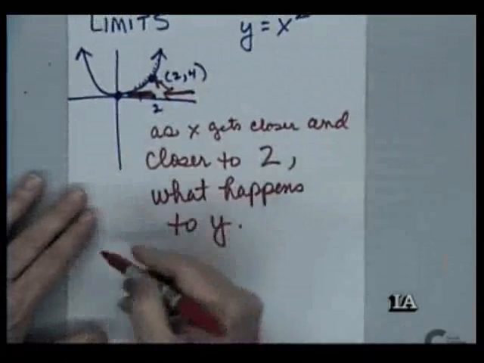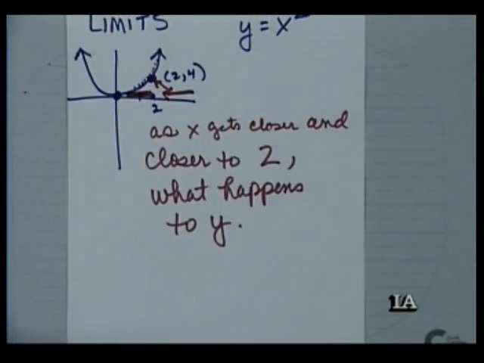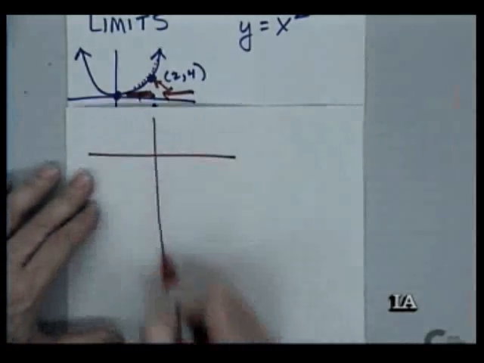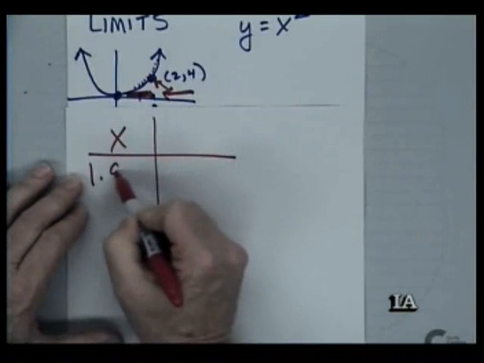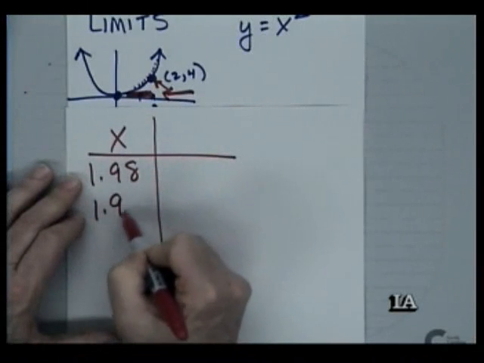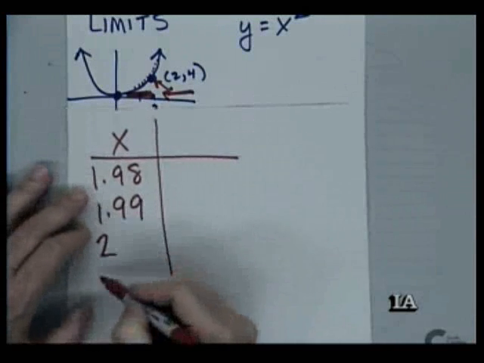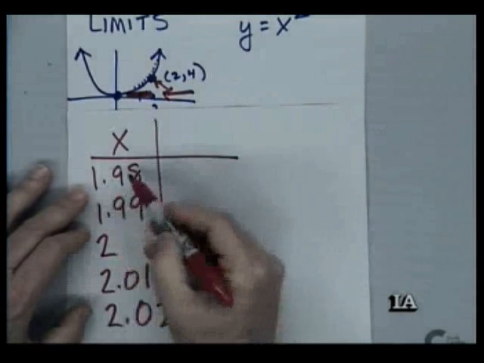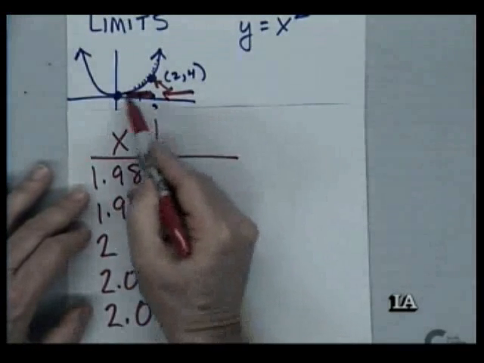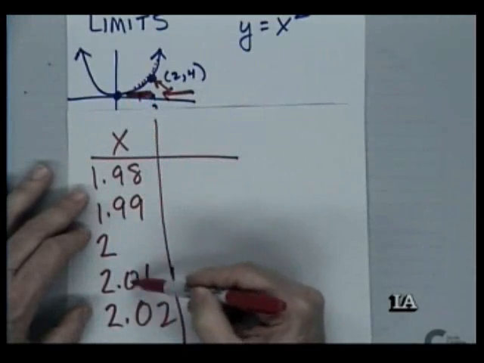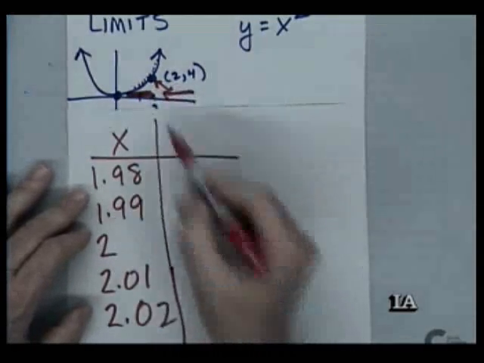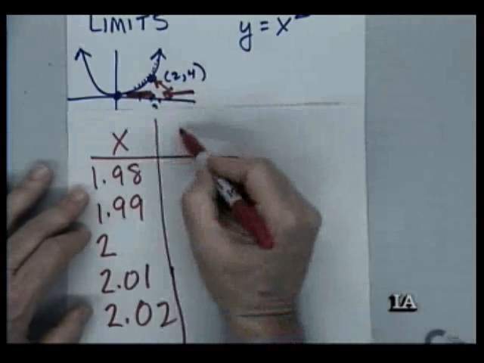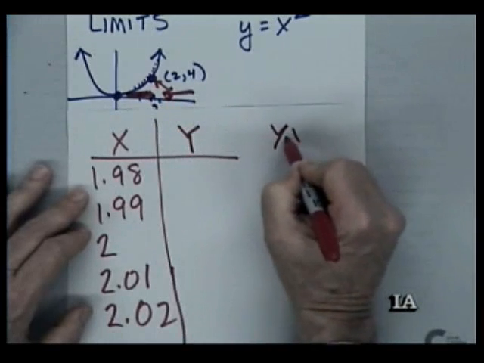Now, we can see that numerically if we just make a little chart. Let's look at some x values. Let's say 1.98, 1.99, 2, 2.01, 2.02. Let's look at these values because these are some values that are pretty close to 2 from the left-hand side. And these are some values that are pretty close to 2 coming in from the right-hand side. And let's look at the function that was y equals x squared.